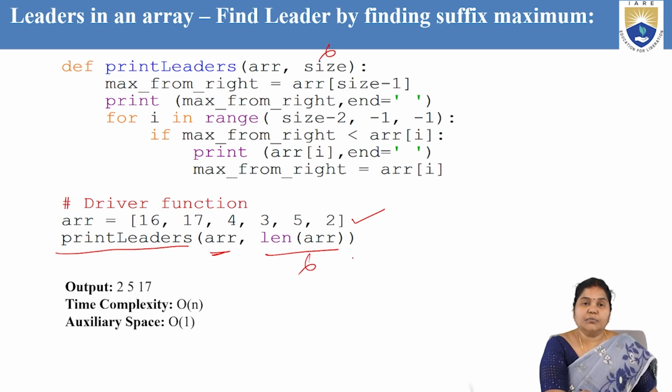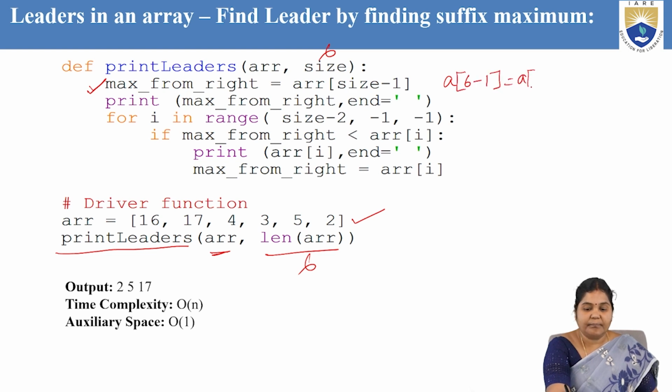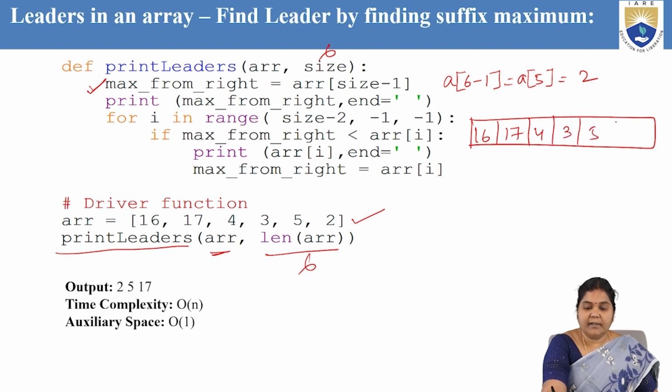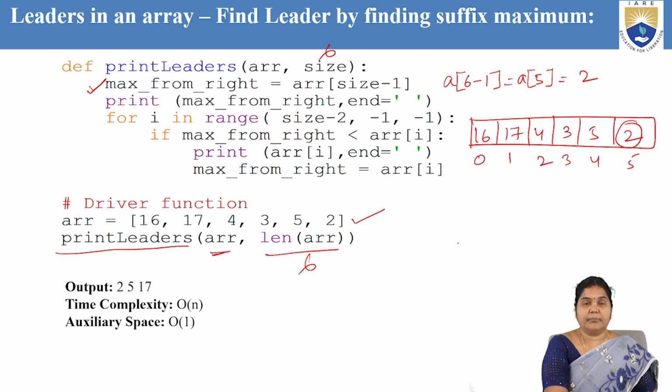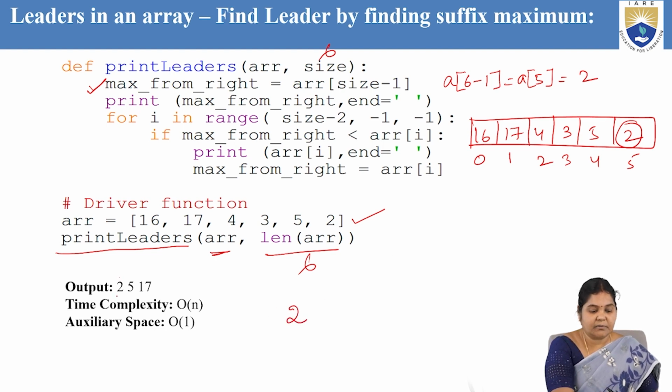Now, how to find the maximum element from the right? Our purpose is to traverse from right to left and find the maximum element. The maximum element from the right is nothing but the rightmost element, which is A of size minus 1, which is 6 minus 1, A of 5. A of 5 is 2 here. If you draw the array, it is 16, 17, 4, 3, 5 and 2, with indexes 0, 1, 2, 3, 4 and 5. So the size minus 1 element is 2, so we are storing 2 as the maximum from the right. Now we are printing that element, so 2 is printed here.